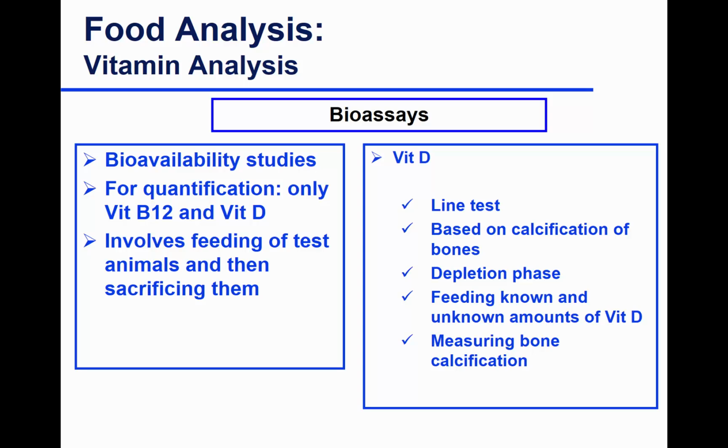Then the animals, after a certain period of time, get sacrificed, and then a certain bone would be selected and calcification is measured. It has a direct correlation with the amount of vitamin D that was consumed. So you would construct a standard curve based on the known vitamin D that was consumed, and then you would determine the unknown concentration of vitamin D in the food sample.